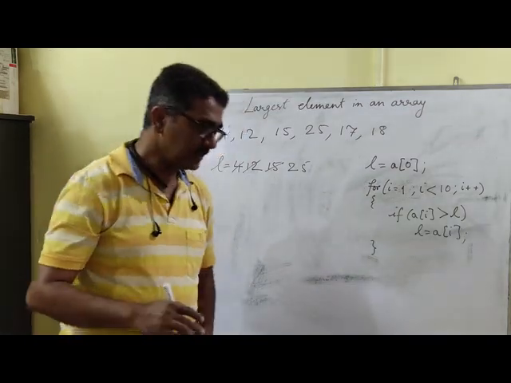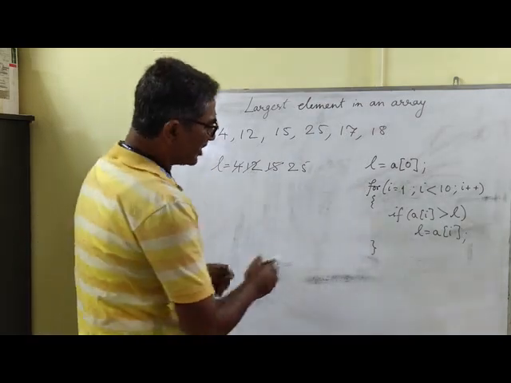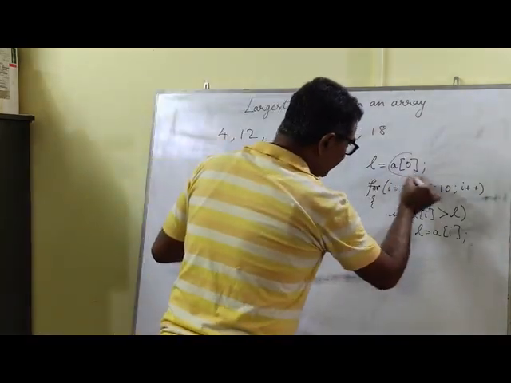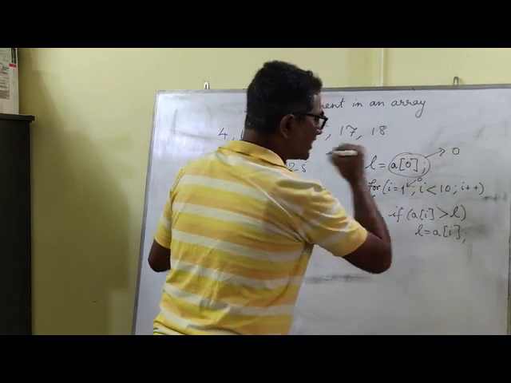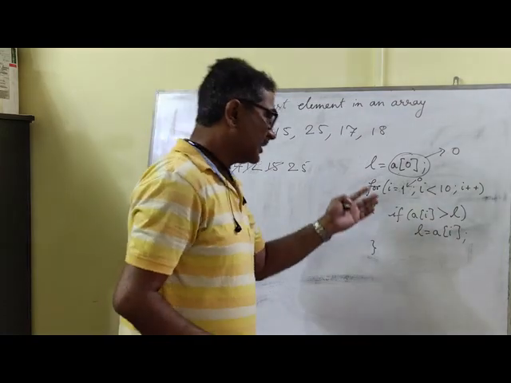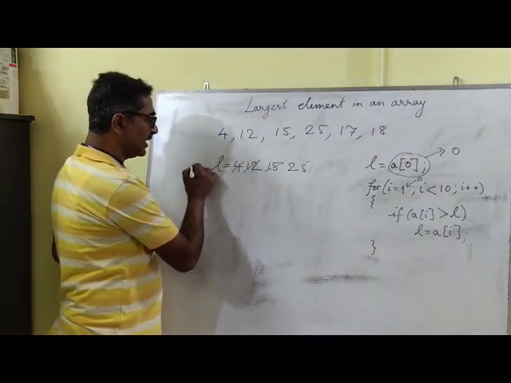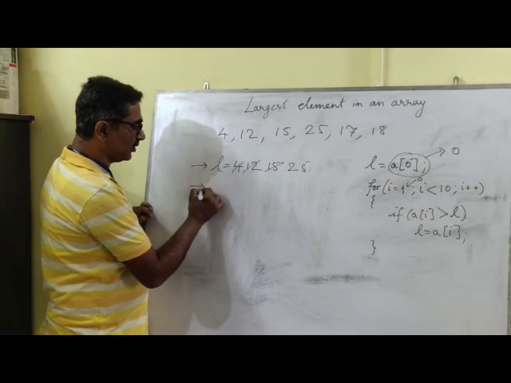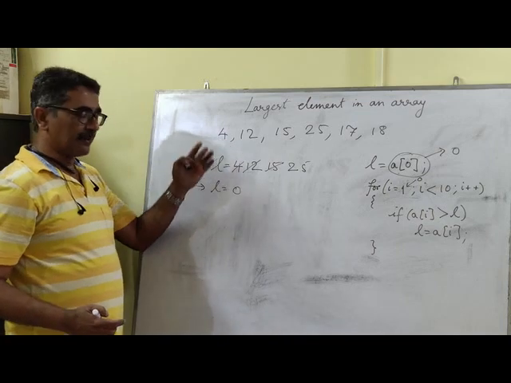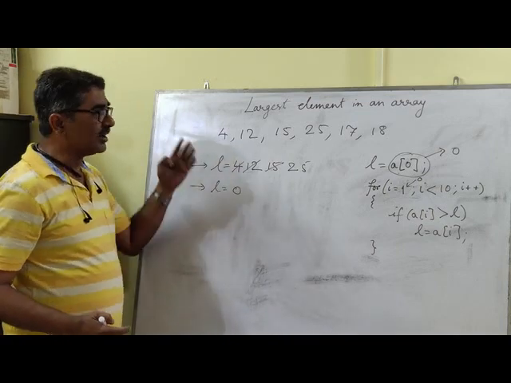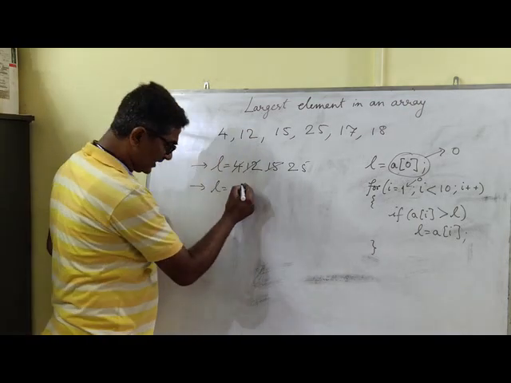Now, sometimes I have seen students telling me that, sir, instead of writing A of 0, if I replace this with a 0, and of course I start checking from the first element, that is starting from 0. Now the problem is, you see, it's still going to work. Let's see what happens. Instead of this, we are going to assume L to be 0. Now each element, I am going to check whether it is greater than L or not. If it is greater than L, then I am going to assign it to L.